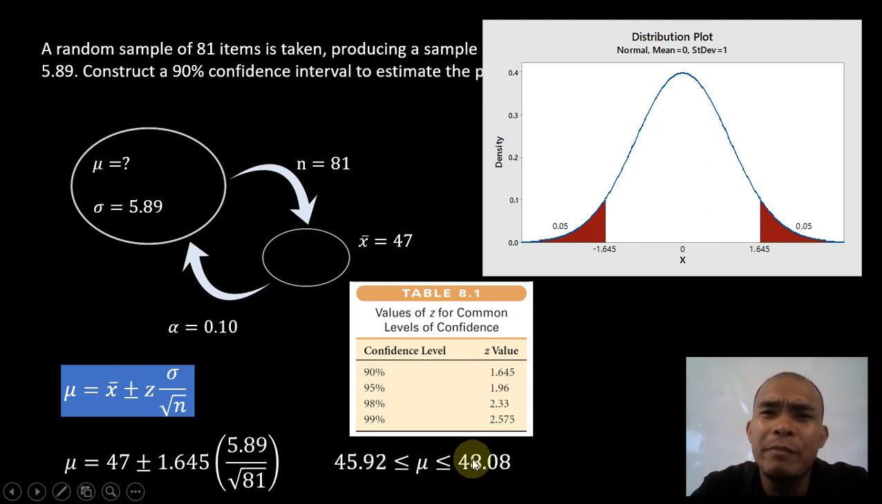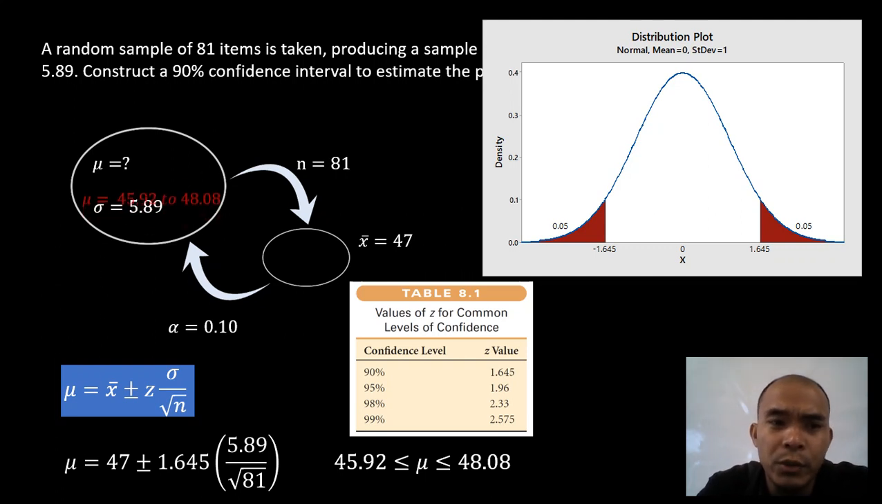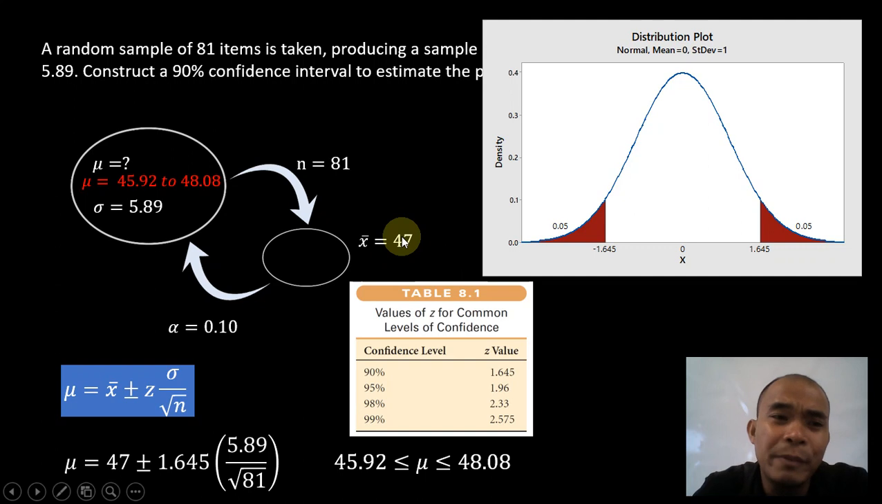But if you are going to submit this report to a supervisor who is not very good in mathematics, he will not be able to understand this, so we have to convert it to words. Using the sample mean of 47, we can estimate that we are 90% confident that the population mean ranges from 45.92 to 48.08.